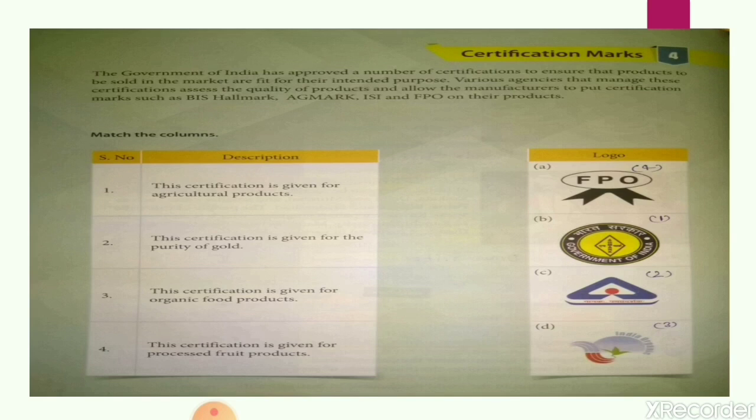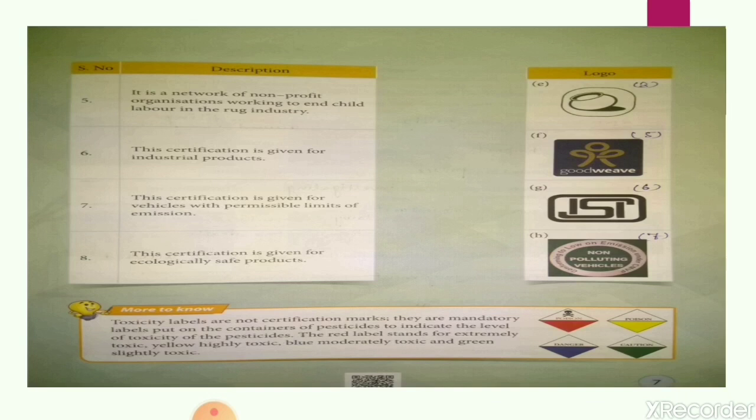Then fourth description, the certification is given for processed fruit products. So this certification matches with the logo A, where you can see FPO is written. Now, fifth one, it is a network of non-profit organizations working to end child labor in the rug industry. So it matches with logo F, where you can see Good Weave is written on the logo. So description fifth matches with logo F.